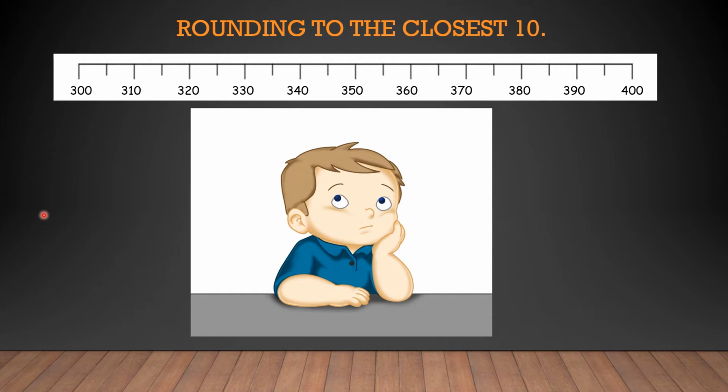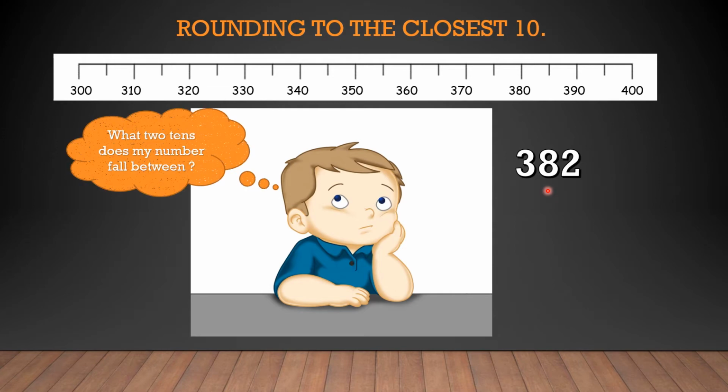We're going to use our 5 middle point to help us round either down to the lowest 10 or up to the upper 10 when we're rounding to the closest 10. So let's start with the number 382. If you notice, in our tens place, we have an 80. So we want to ask ourselves, what two tens does my number fall between? If we look at the tens place, we know that we have 380 or 390. Those are the two tens that 382 falls between.